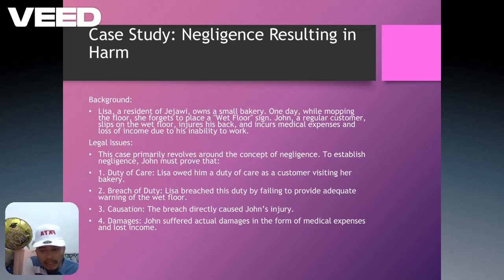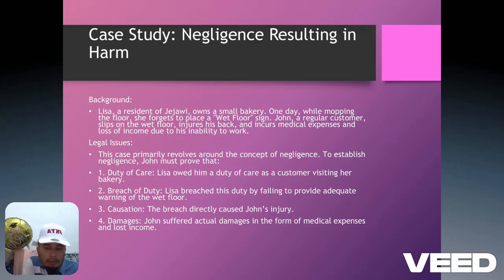And the third one is causation, the cause and effect. The breach by Lisa directly caused John's injury. So there is a relation between Lisa's breach, the duty of providing an adequate warning sign, and the injury suffered by John. So what are the damages? The fourth element, damages. John did suffer actual damages, in the form of, number one, the medical expenses he had to pay, and then the loss of income due to his inability to work.